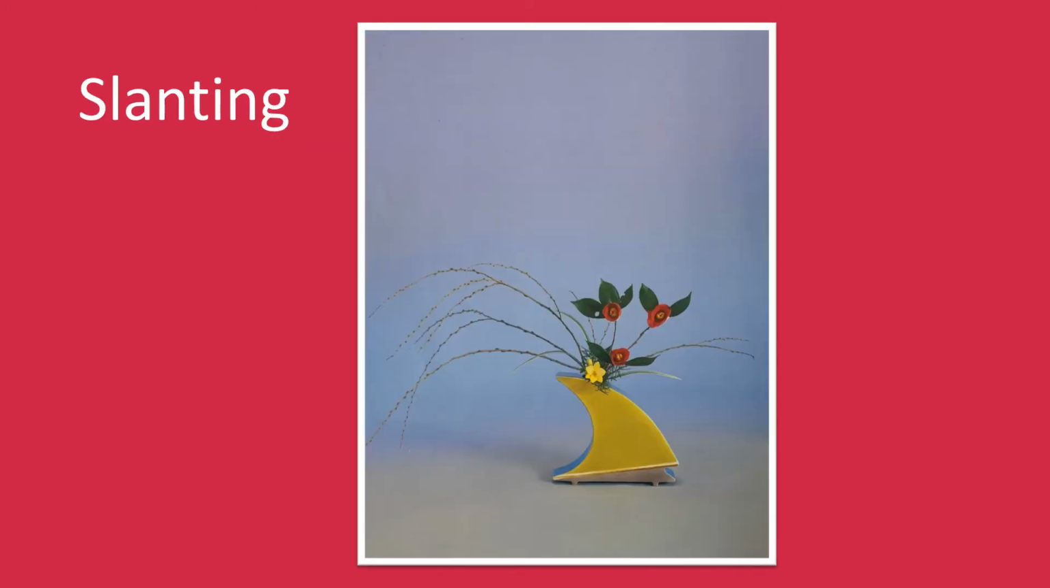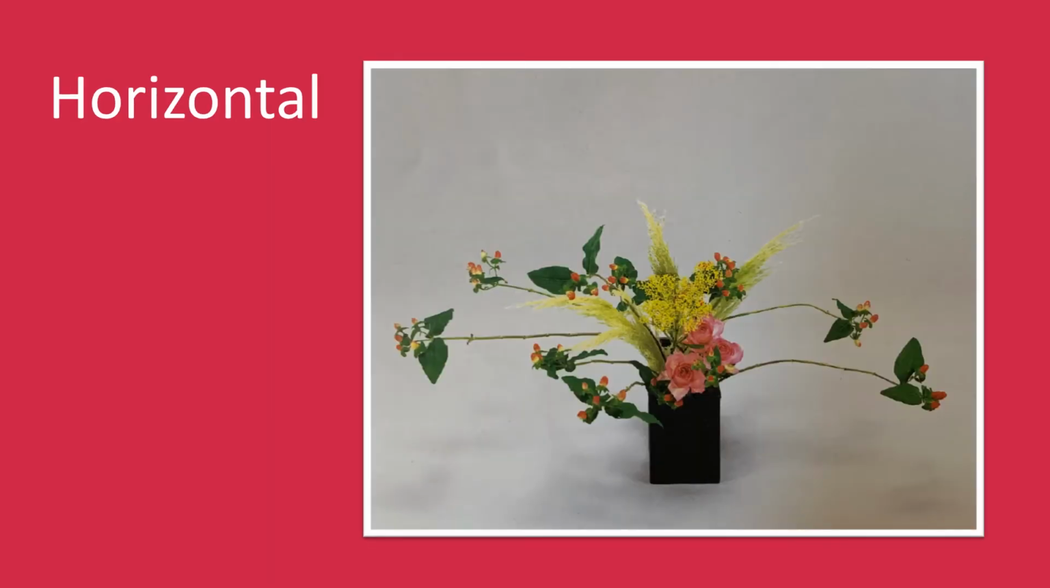This example of a slanting arrangement is the work of Professor Inouye. It is composed of willow, camellia, freesia, miscanthus, and asparagus. You can see this arrangement on page 60 of your manual. It is entitled Arrival of Winter Birds. The hypericum leaves have been removed all the way from the bottom to the tip, making the tip look like birds.